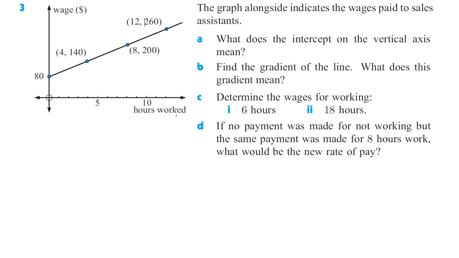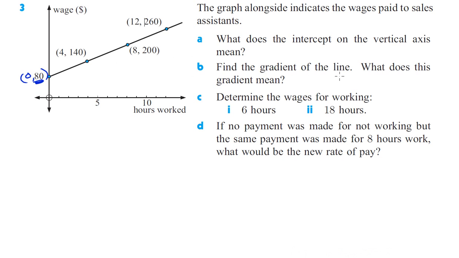The graph alongside indicates the wages paid to sales assistants. What does the intercept on the vertical axis mean? So that's this here, that's really 0, 80 right here. So what does that mean? X is the hours worked, and Y is the wage. So this is basically saying they get $80 just for showing up for work. That's their salary, what you get no matter how much time you work. So you start off with that. Okay.